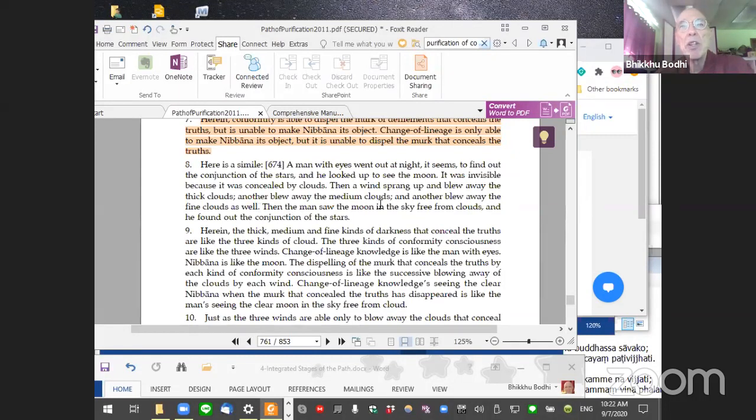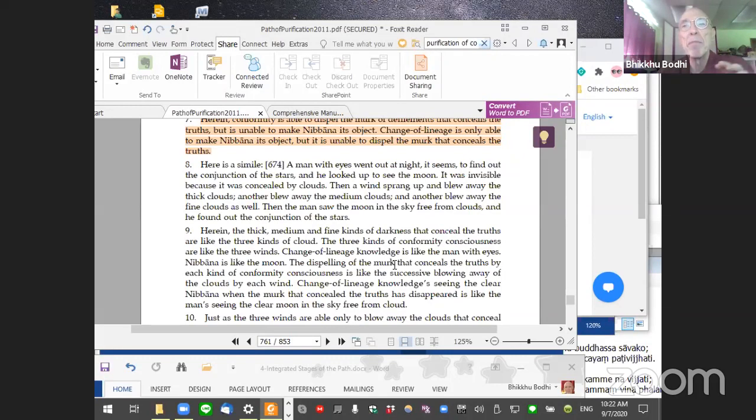Then the man sees the moon in the sky free from clouds, and he can see the constellations of the stars. So those three winds, the three kinds of darkness or three kinds of clouds, are like the different levels of delusion that are concealing the truths. And the three kinds of conformity consciousness are like the three winds. Each wind blows away a different level of the cloud of defilements. And then change of lineage knowledge is like the man with the eyes, and Nibbana is like the moon.